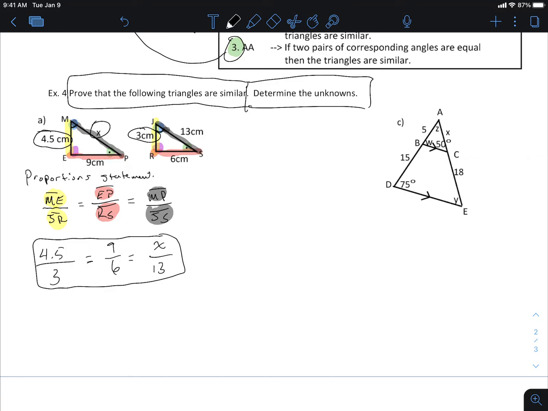What you can do, I'm just going to pull up my calculator here, if I can find it. What you can do is type in what 4.5 divided by 3 is. It's 1.5. Well, 1.5 is equal to, we're checking whether or not this is a true statement. So I better see the fact that 6 divided by 9, or 9 divided by 6, is 1.5 also. Look at that.